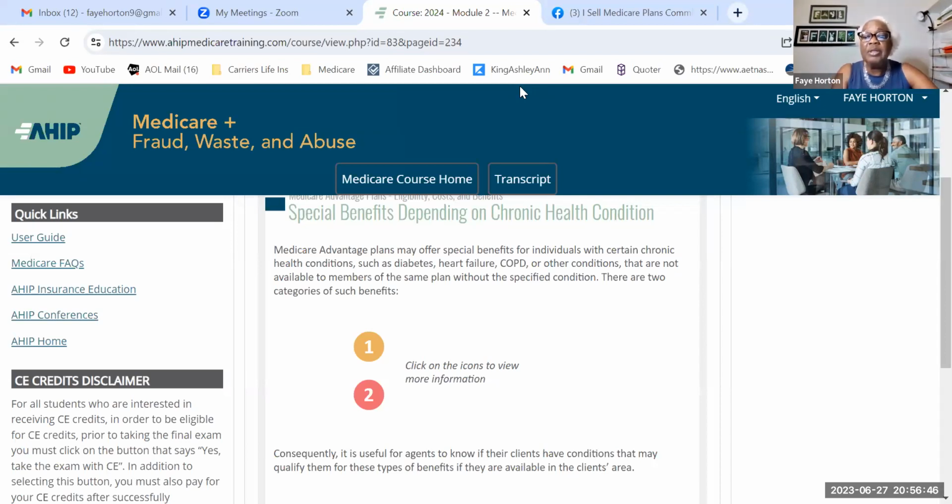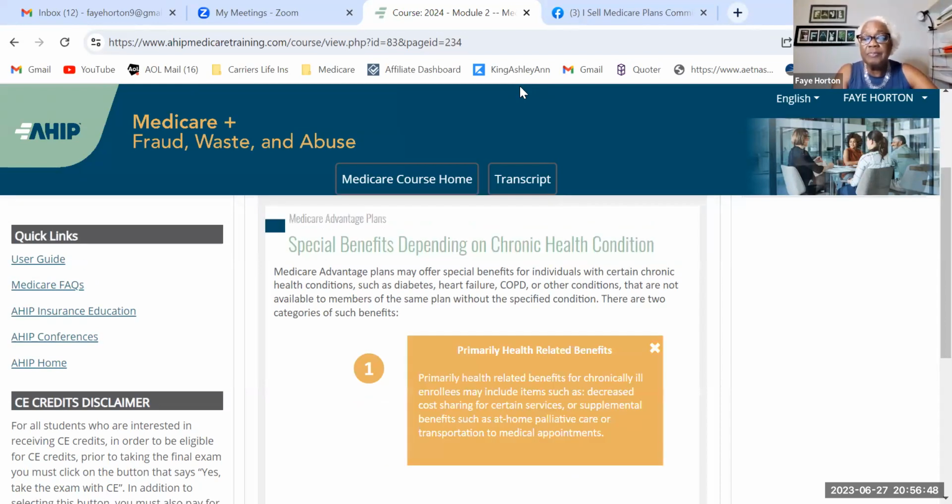There are two categories of such benefits. One is primarily health-related benefits, and those would be the chronically ill ones. Enrollees may include such items as decreased cost sharing for certain services, or supplemental benefits such as at-home palliative care or transportation to medical appointments.